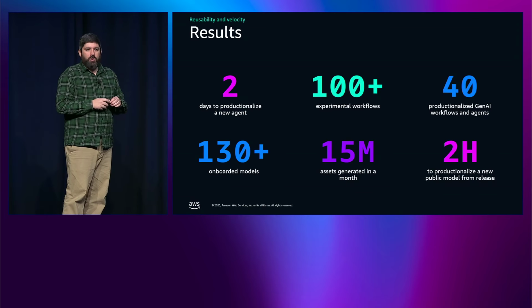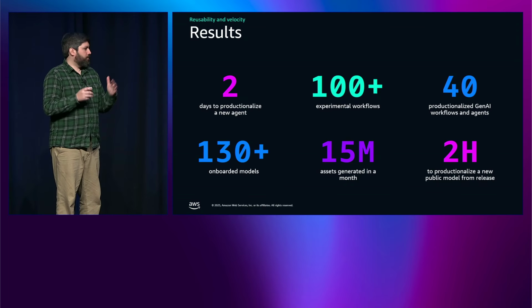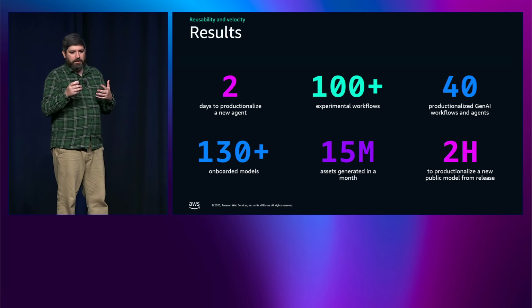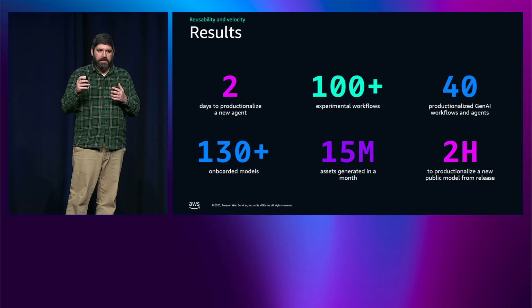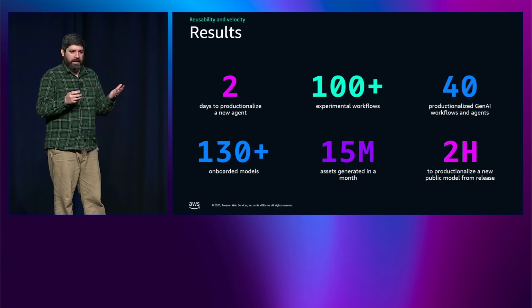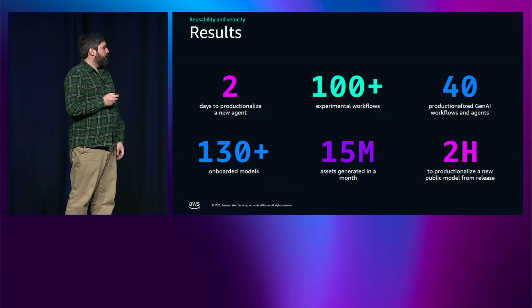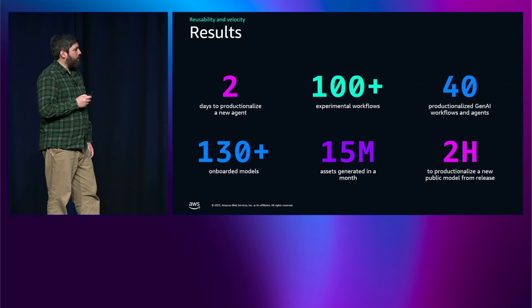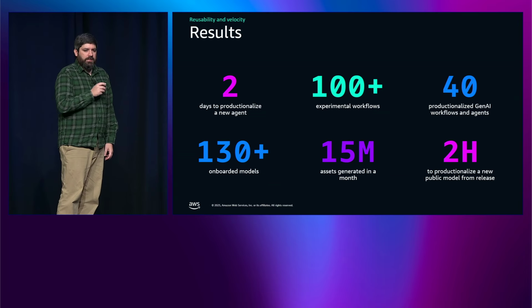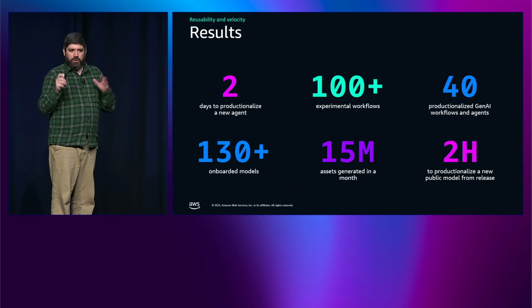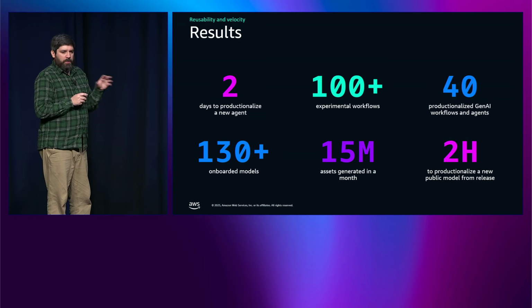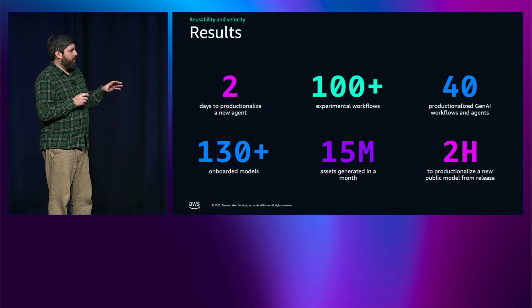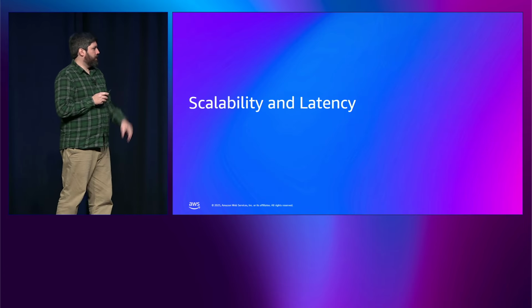We have onboarded more than 130 models. These are not different models. They could be similar models, different versions, different fine-tunes, or not even LLMs. And we generate 15 million plus assets every single month. And my favorite one is that it just takes 2 hours from when a new model comes out to implement and serve that to every one of our advertisers.